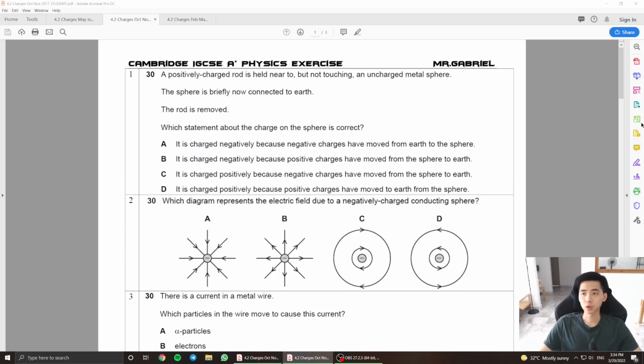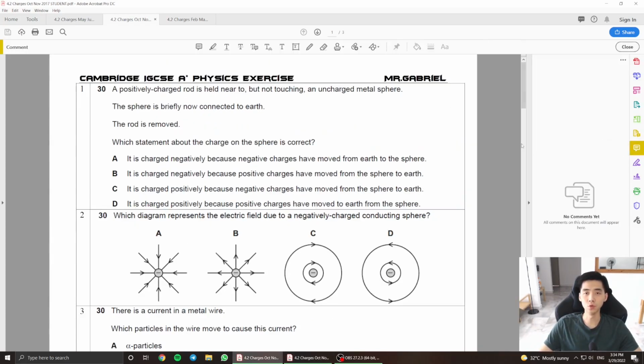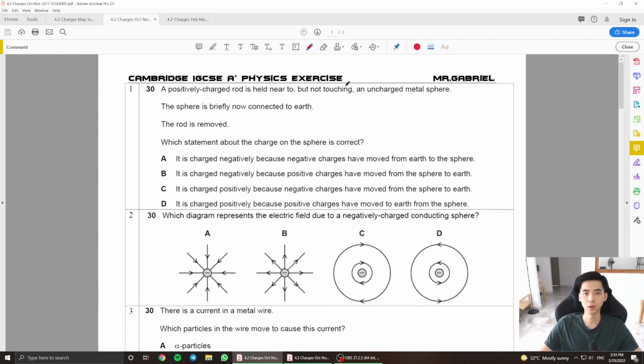A positively charged rod is held near to, but not touching, an uncharged metal sphere. The sphere is briefly connected to the earth. The rod is removed. Which statement about the charge on the sphere is correct? So basically, you connect it to the earth wire briefly, then you remove it, right? So which statement is going to be correct?